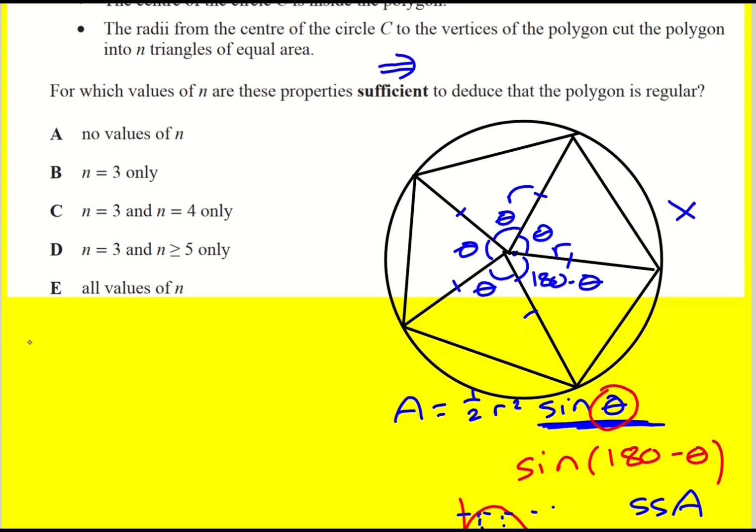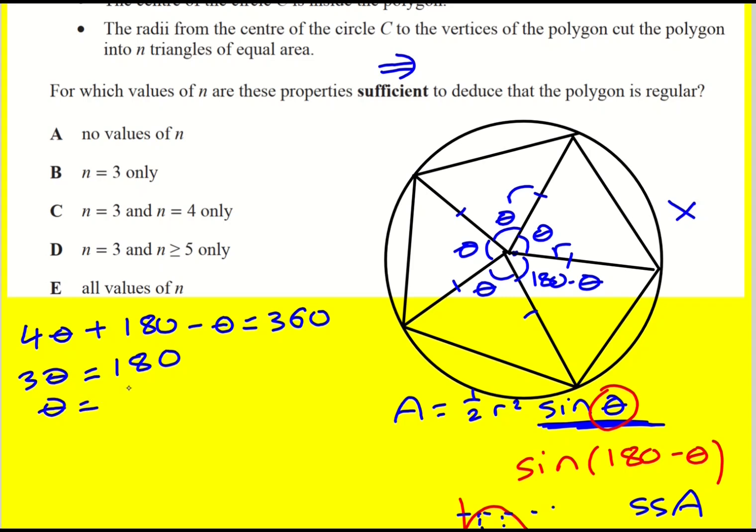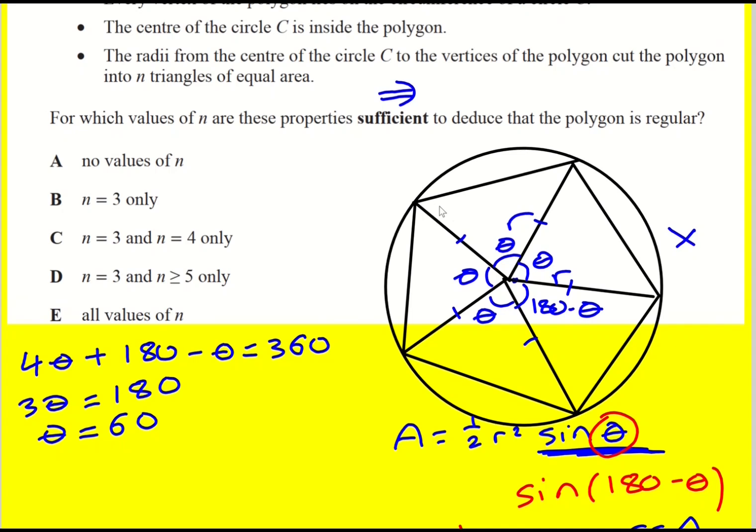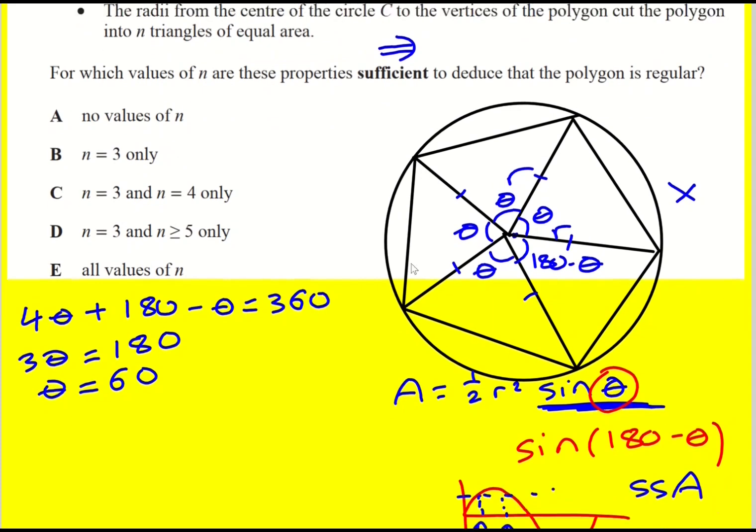So what I can say now is that 4 theta plus 180 minus theta must equal 360. This is going to be possible. That means 3 theta is going to equal 180 and theta is 60. So it looks like we can do this. We can have 4 60-degree angles and then a 120-degree angle. And that will give us 5 triangles with an equal area. But in the case of 5, it's not sufficient to deduce the polygon is regular.